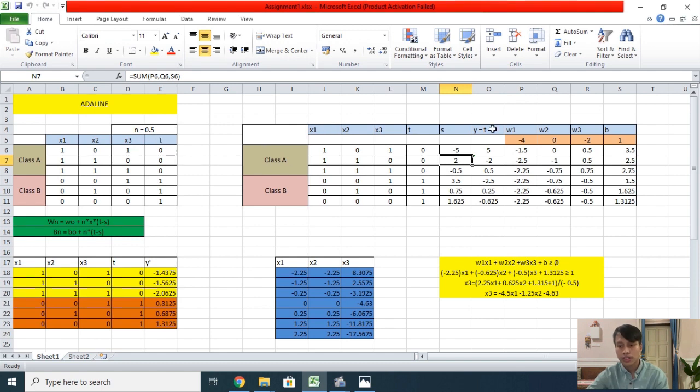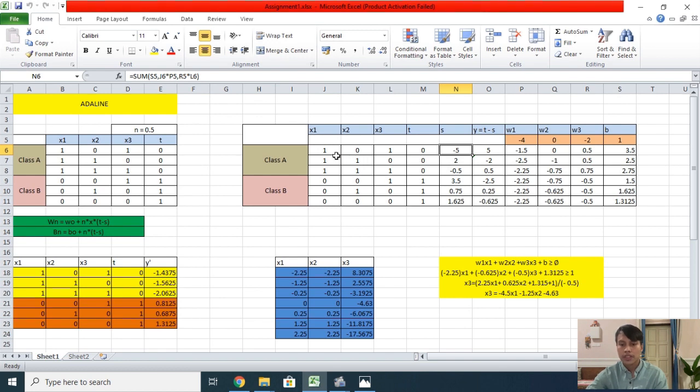So this is the table we need to make. To make it, we need to put the values of x1, x2, and x3 for class A and class B, and also the T. So we use random values of W1, W2, W3, and the bias. So first, we need to find the value of S. To find the value of S, we need to check the input of x1, x2, x3.